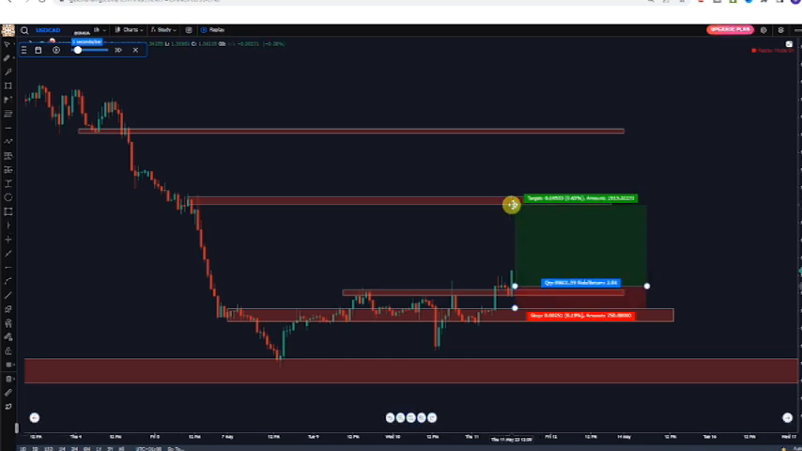A first take profit and this second take profit. So let me mark it this way. First take profit.